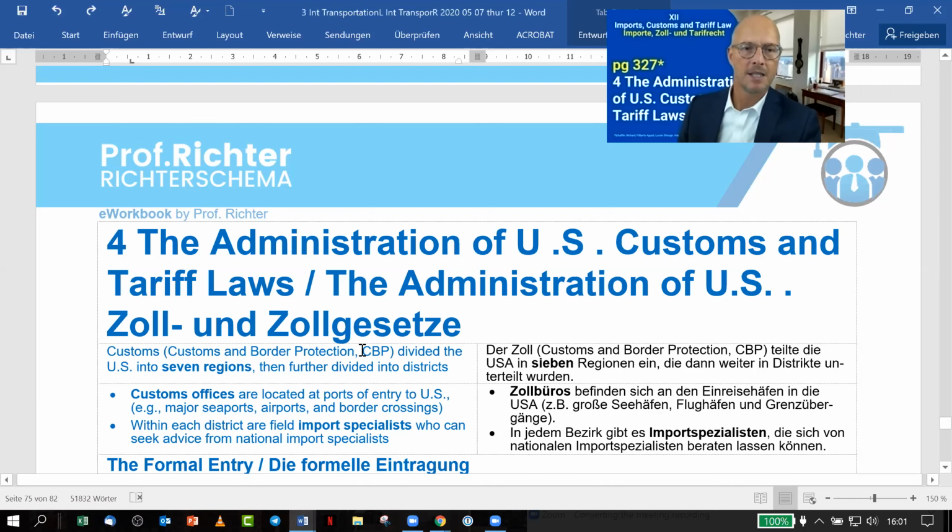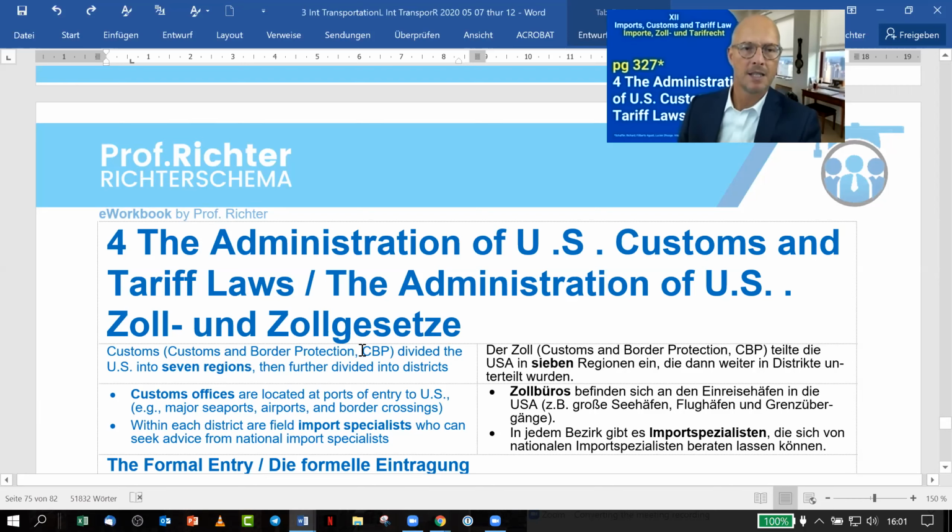in the US in 7 regions and then further divided into districts. And customs offices are located at ports of entry to the United States, for example, major seaports, for example, New York City, airports, and border crossings. And in each district, there are field import specialists who can seek advice from national import specialists.